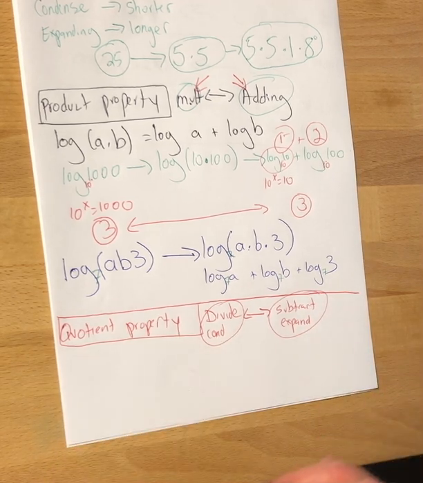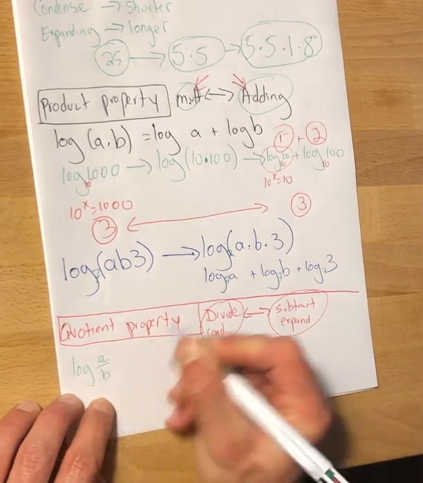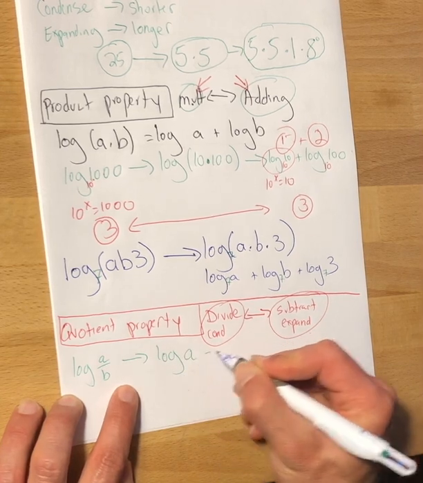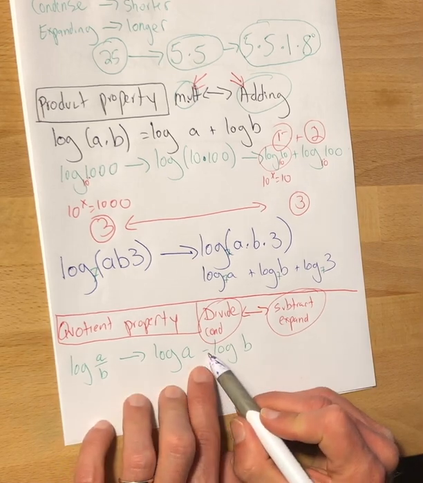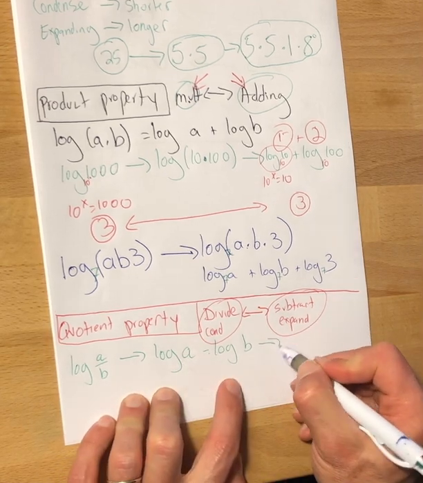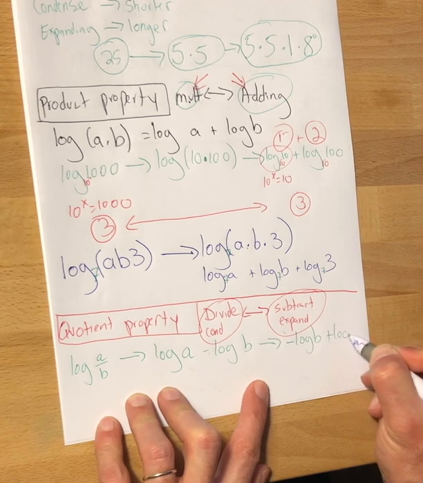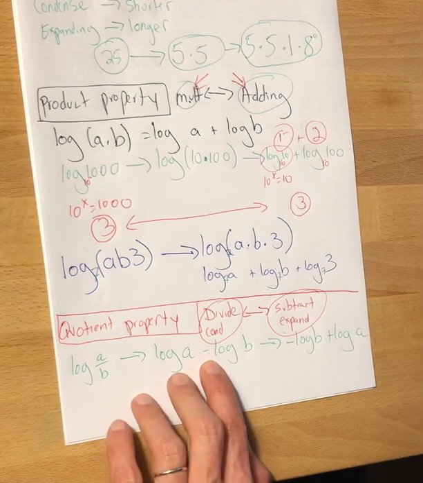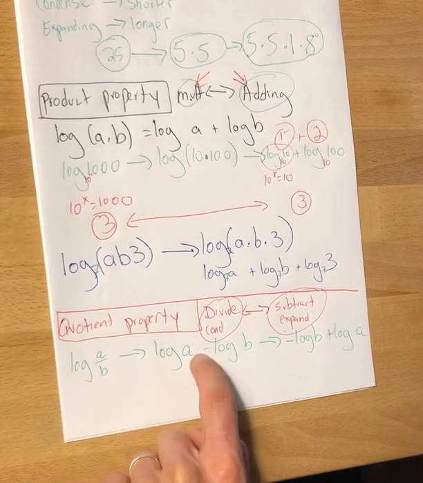The rule, or the property, is: if you have log A over B, it's the same thing as log A minus log B. It doesn't always have to be a negative after it. It could also be negative log B plus log A. This is the same thing. The log that's next to the negative is your denominator. Your positive log is always your numerator.